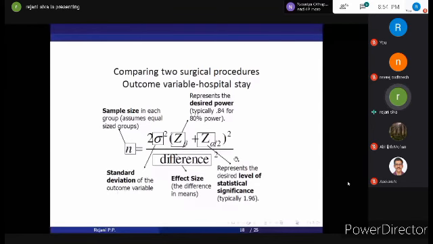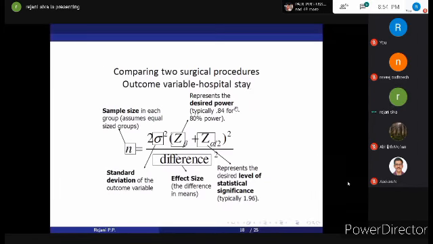And here it is a comparative study comparing two study procedures. See the outcome variable, it is quantitative by nature, hospital stay days. And here you can see the effect size, the denominator. Effect size is the minimum size to make a significant change among treatments.